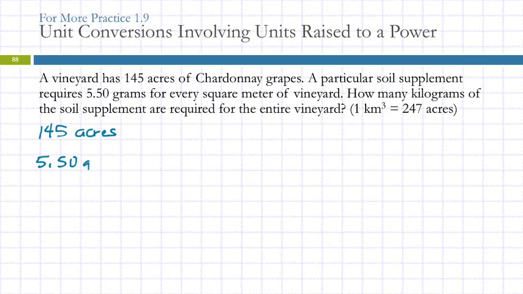5.50 grams for every. Another way of saying for every is per. 5.50 grams per square meter. Well, when we write units like that, that means we have a fraction. 5.50 grams per square meter. Okay?